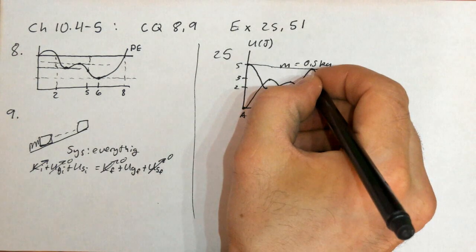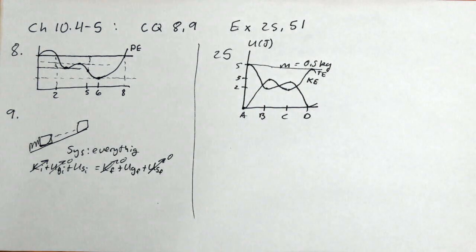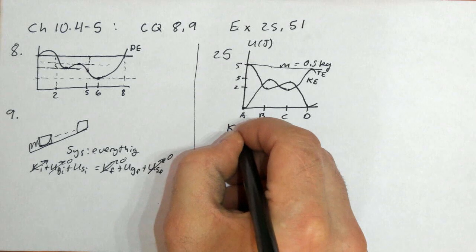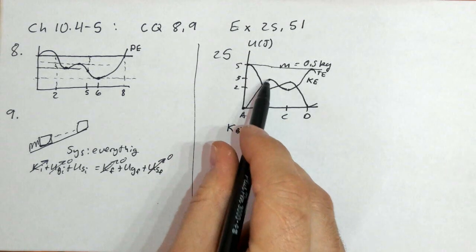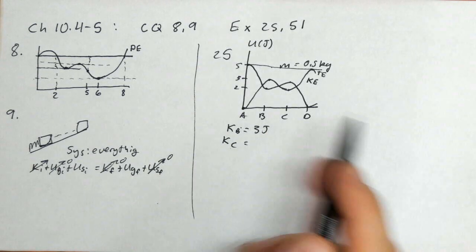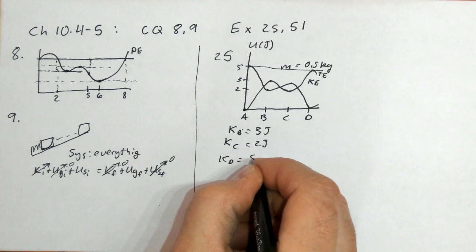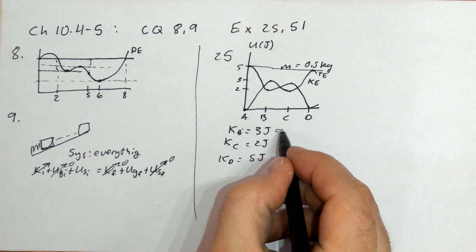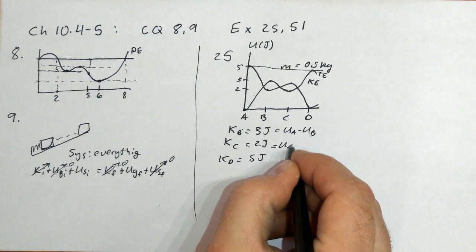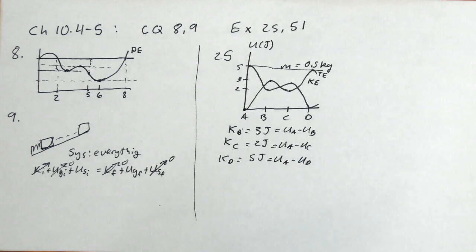and I get a mirror image like we've been expecting. This is my kinetic energy. I get a mirror image. So I can say that K at B is equal to 3 joules. K at C is equal to 2 joules. And K at D is equal to 5 joules. And this was equal to UA minus UB. This was equal to UA minus UC, equal to UA minus UD.